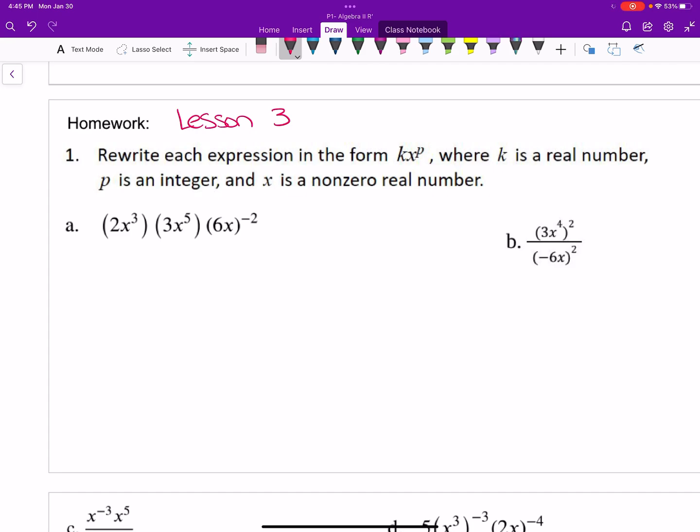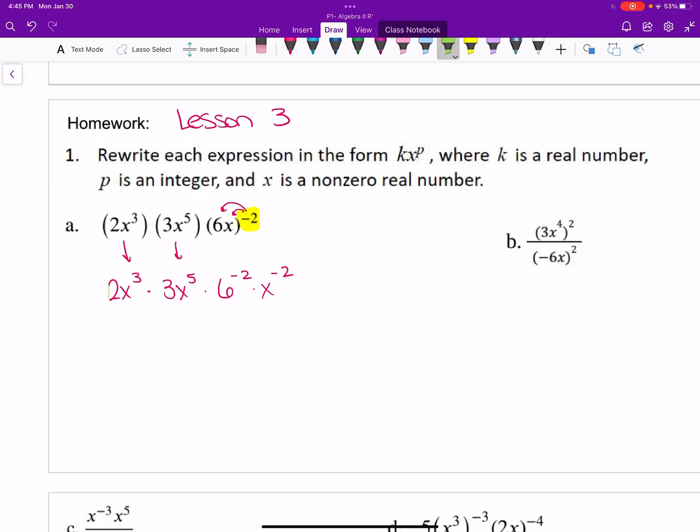So for A, first thing I would take care of would be the -2 on the outside of the parentheses. The 2x cubed does not have anything outside the parentheses, so it can just come down. Same with the 3x to the 5th. But the -2 can get distributed. So we have 6 to the -2, and now x is to the -2.